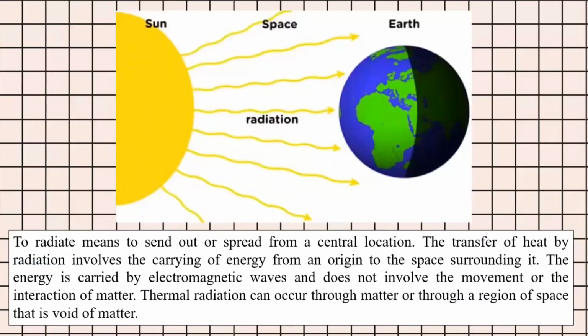To radiate means to send out or spread from a central location. The transfer of heat by radiation involves the carrying of energy from an origin to the space surrounding it. The energy is carried by electromagnetic waves and does not involve the movement or the interaction of matter. Thermal radiation can occur through matter or through a region of space that is void of matter.